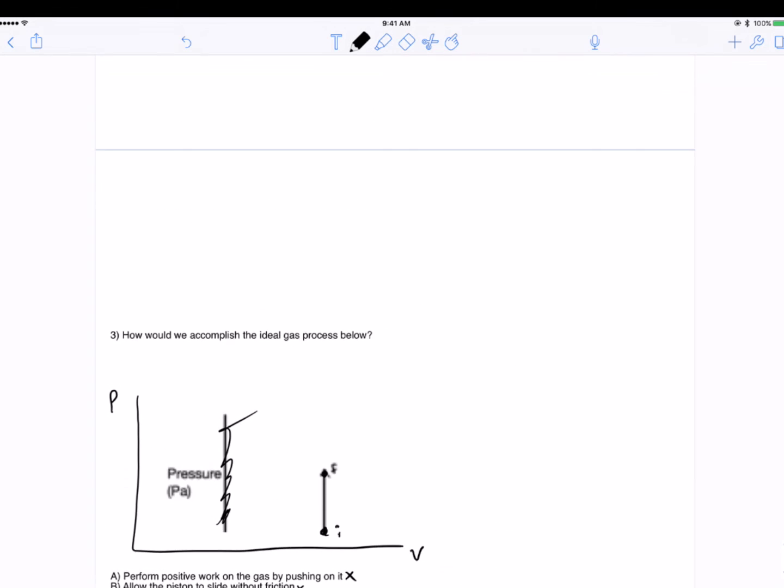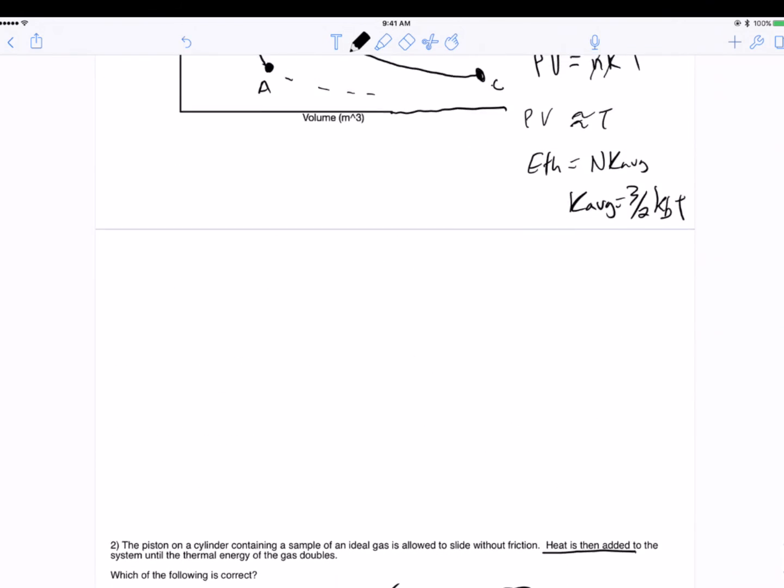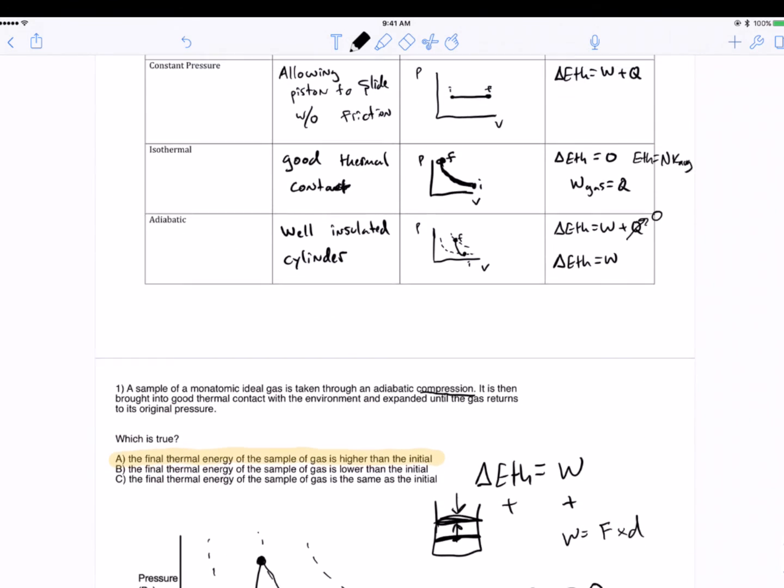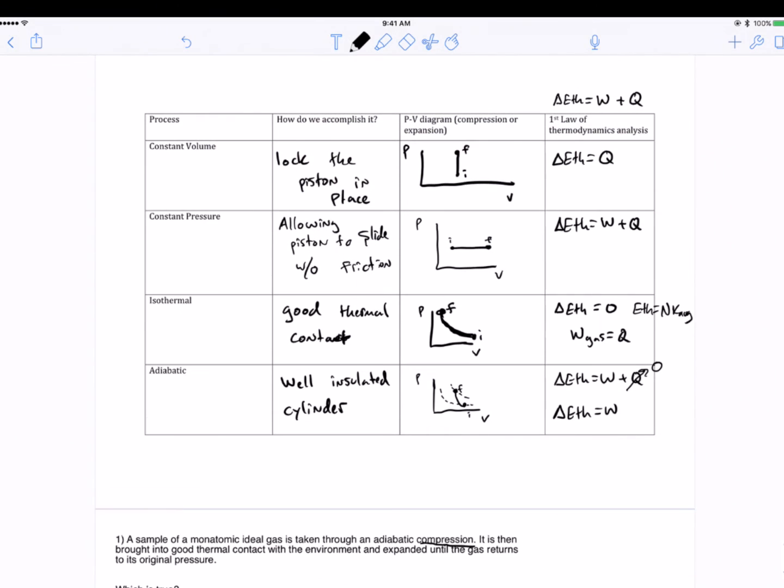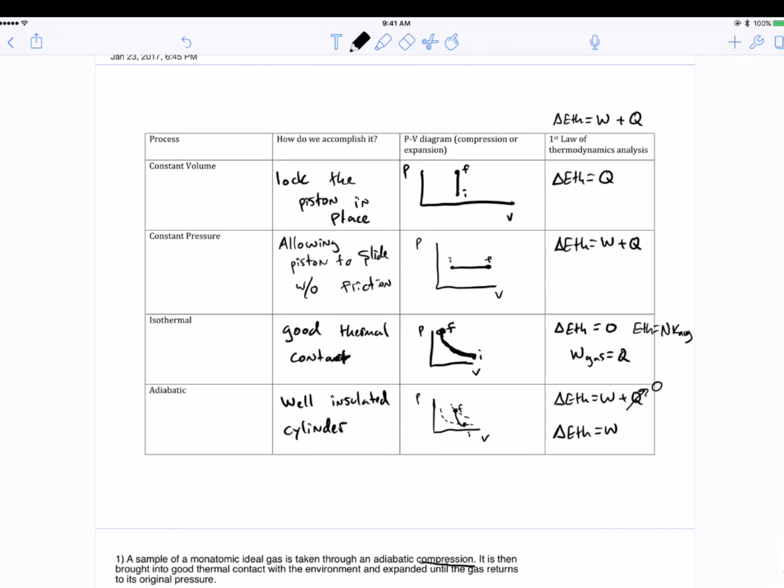So hopefully this video has been helpful in your understanding of the ideal gas processes. It might be a good idea to either copy this matrix down or at least take a screenshot of it, and you can use it when doing practice problems so that when you get to the exam, you will be ready to answer any questions on the ideal gas processes.